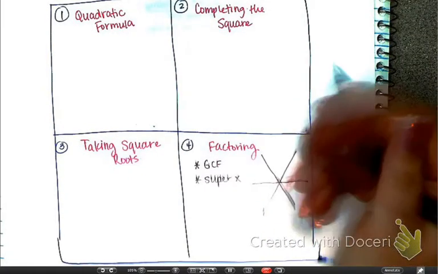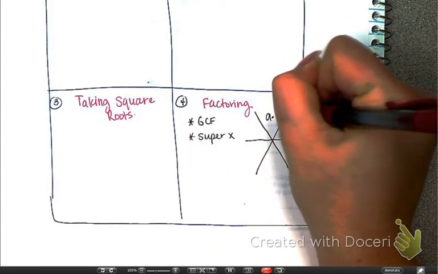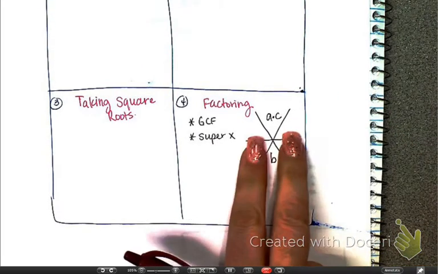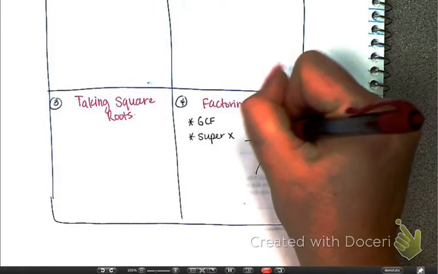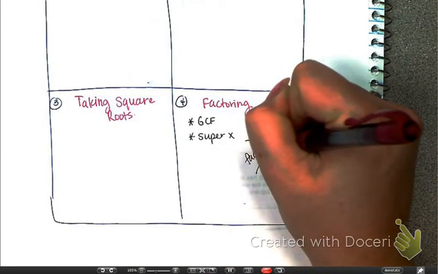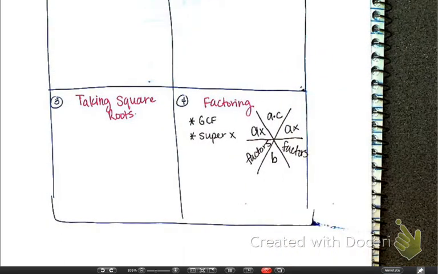What goes in the top of the super X? A times C. On the bottom is B. Top here? AX, or A in your variable. And then these bottom 2 pieces are your factors. And those are numbers that multiply to A times C and add to B. So multiply to that top number and add to the bottom number.